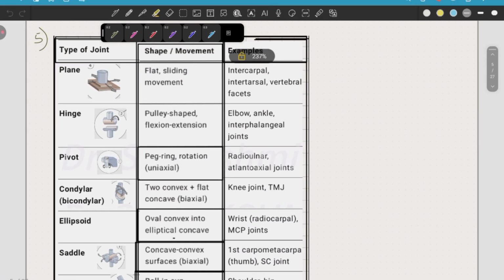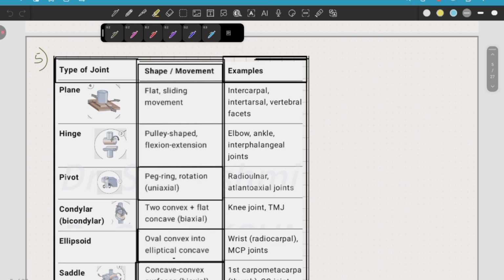Now, first, these are the synovial joints only. The plane joint. Plane means it works only in the plane, so flat will be there. It is for the intercarpal and intertarsal and vertebral facets. Next, hinge joint. Hinge joint is nothing but a door. You know the door opening and closing. Hinge joint is for elbow, ankle, and interphalangeal joints.